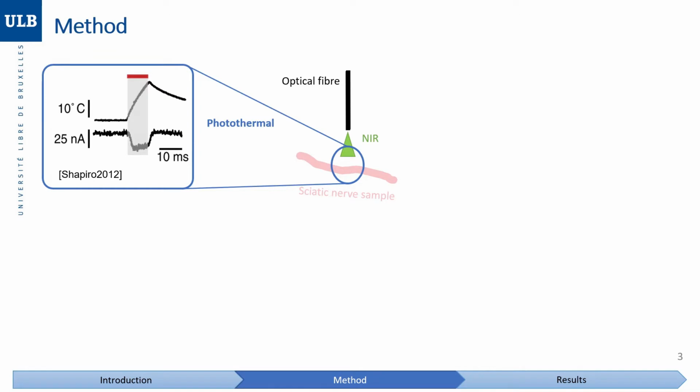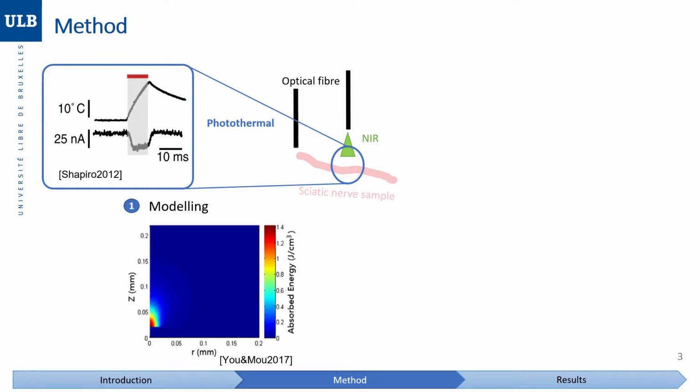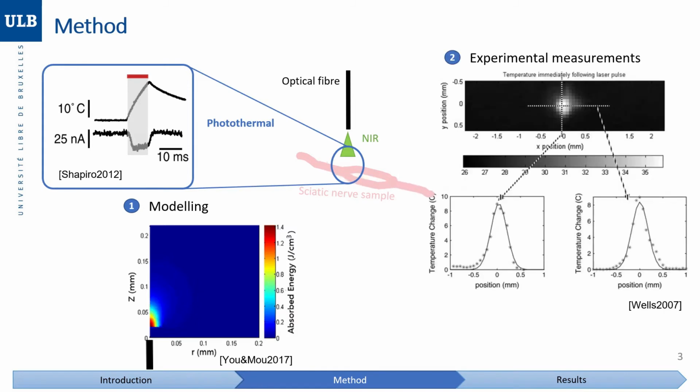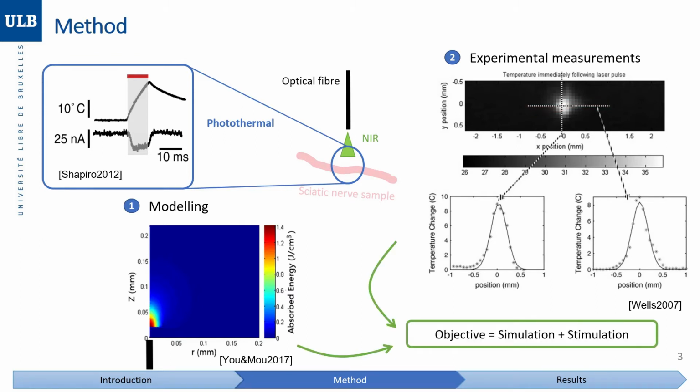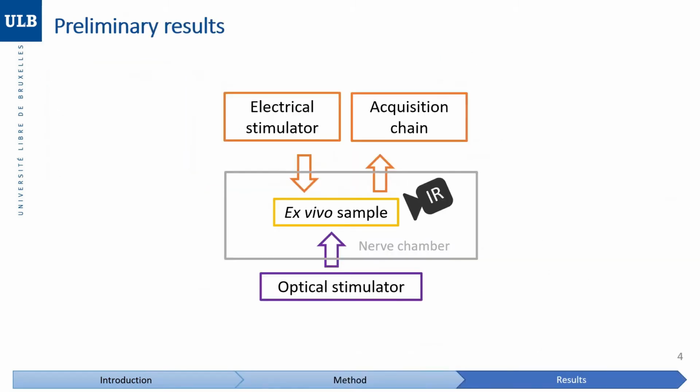To better quantify these temperature changes, a first approach is the modeling of the light and heat transport through the nerve. A second approach is to measure experimentally the temperature change at the surface of the nerve. The method I propose here is the combination of the simulation of the spatiotemporal temperature gradients and comparing the obtained results with experimental results. As preliminary results, the designed experimental setup is composed of an electrical stimulator and an acquisition chain to record nerve response to electrical and optical stimulation.